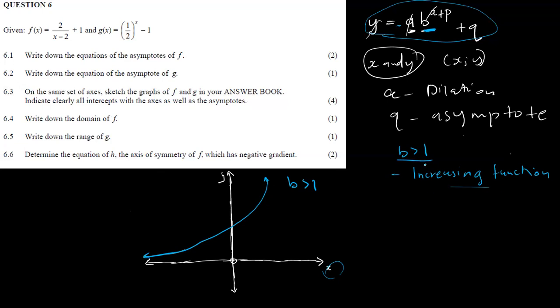You're going to say it is increasing. Why? Because the value of B is greater than 1. You will be looking at your equation. But now let's say the equation is not given. You are only given the sketch and they ask you, is this graph increasing or decreasing? You're going to say it is increasing.